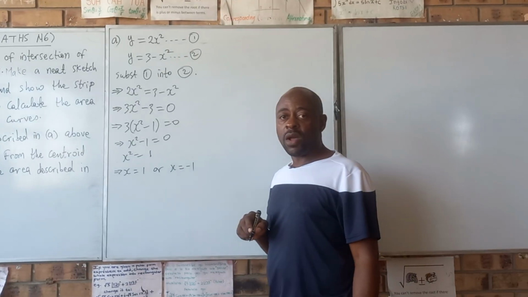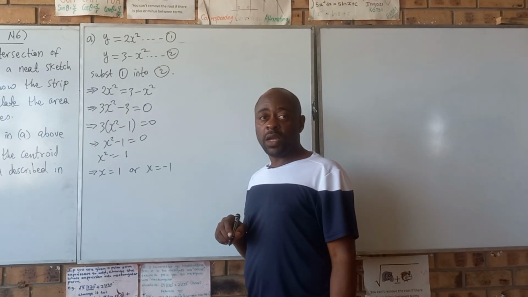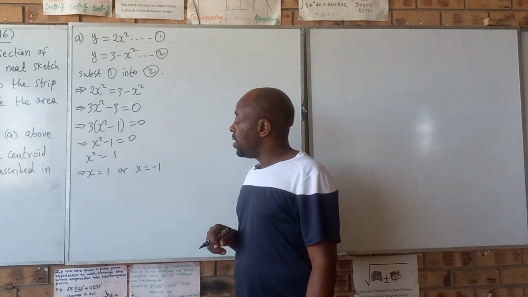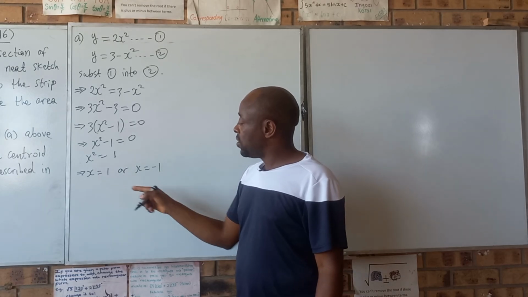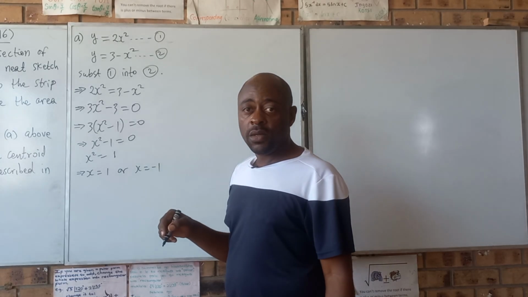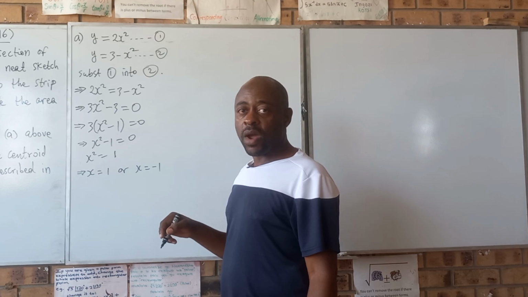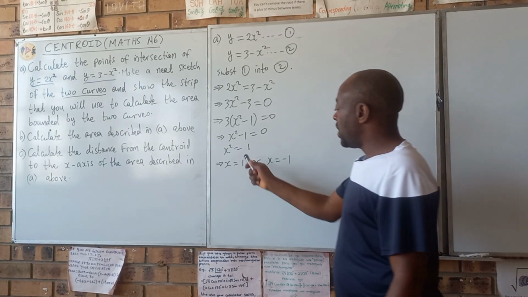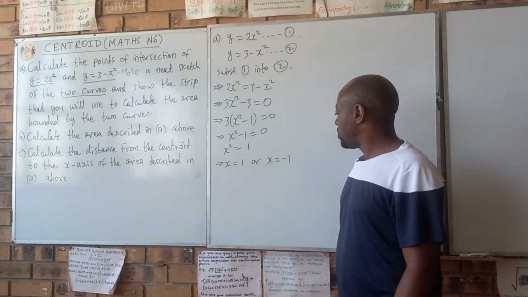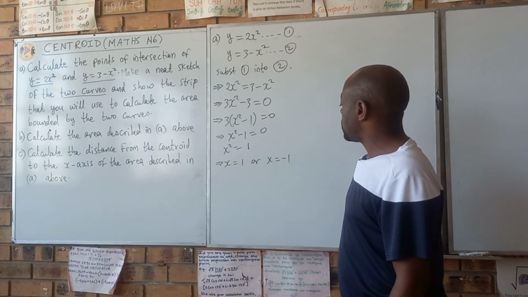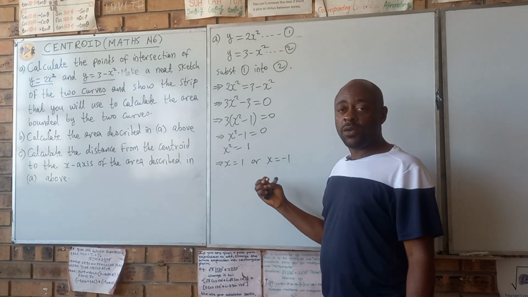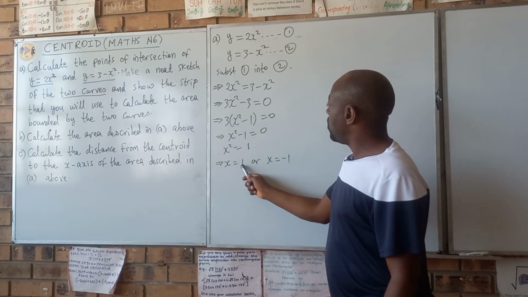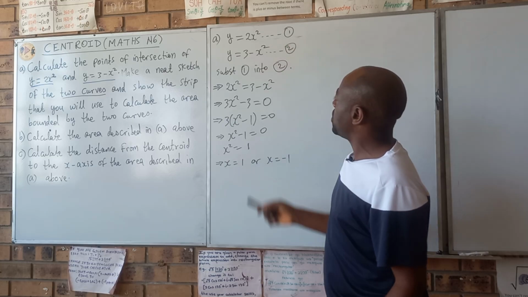So those are your x values, they are not the points of intersection. So in that way, I have to continue now to get the y values. So x equal to 1 and x equal to negative 1 are not points of intersection, because a point must have an x value and a corresponding y value. So we've got the two x values. We'll now substitute each into any of the equations of our choice.